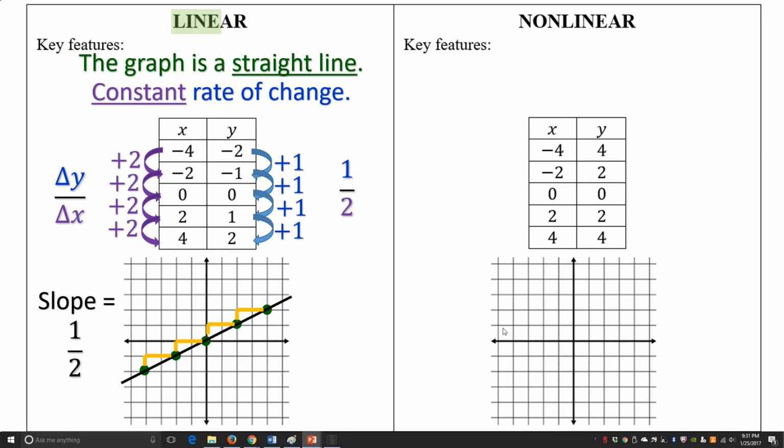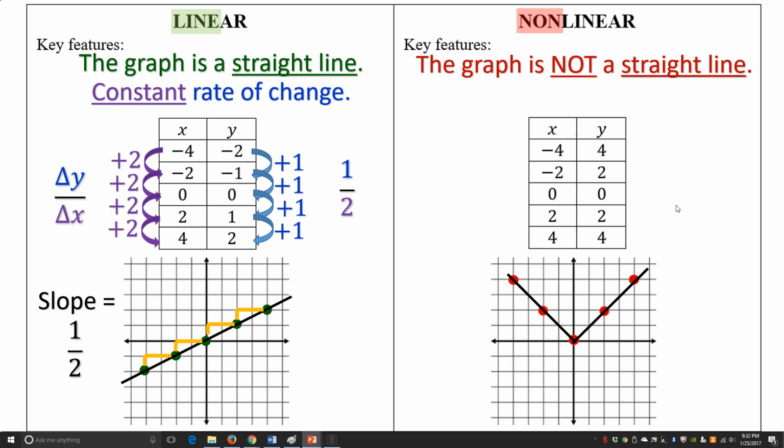I'd like you to graph the ordered pairs given to you in the table to let you see what a non-linear function would look like. So make sure you go -4, +4, -2, +2, 0, 0, 2, 2, and +4, +4. So if we connect these with straight lines, you'll notice it is not a continuous straight line. It makes a V. So one of the key features of nonlinear, non meaning not, so not linear, not straight, is that the graph is not a straight line.